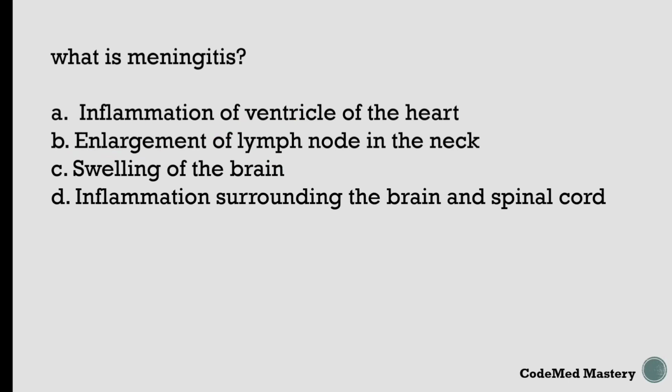Next question. What is meningitis? Option A, inflammation of ventricle of the heart. Option B, enlargement of lymph node in the neck. Option C, swelling of the brain. Option D, inflammation surrounding the brain and spinal cord. The right answer is option D, inflammation surrounding the brain and spinal cord.